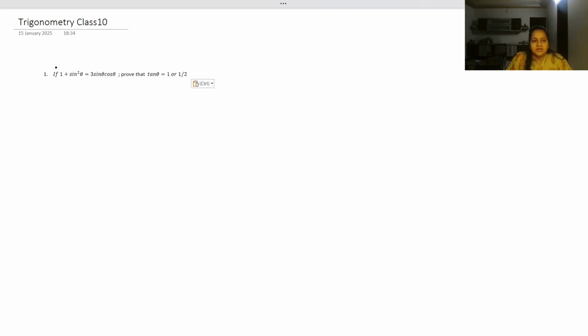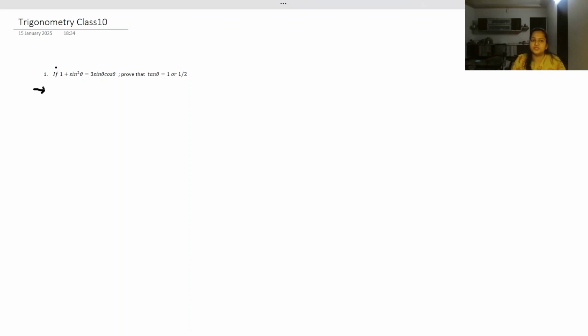The question again, I'll repeat. It says if 1 plus sine square theta is 3 sine theta cos theta, we need to prove that tan theta is either 1 or 1 by 2. Now, children, to look at the question, it's very important to understand what the given part says and what is in the to prove that part. Now, in the given part, we have sine square, we have sine, and we have cos. And in the prove that part, we have tan. That means ultimately we need tan.